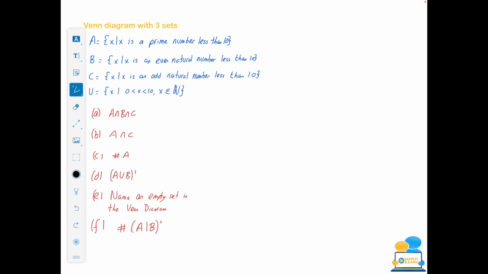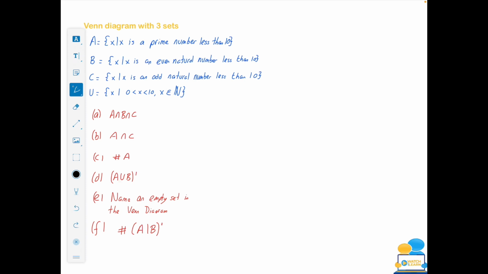Okay, earlier we saw that we had a set A that was the natural numbers less than 10 or something like that. Okay, this is basically the same thing, it's just another way of writing it down. What this means, so A is the set of elements x such that x is a prime number less than 10, which means A is 2, 3, 5, 7. Okay, remember, be very careful, 1 is not a prime number.